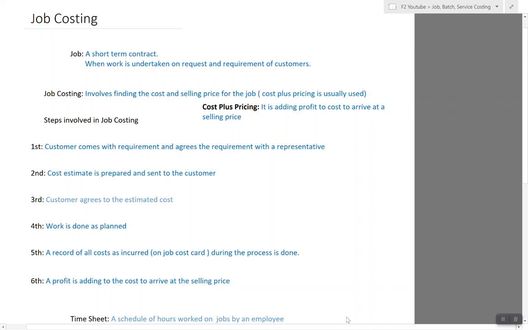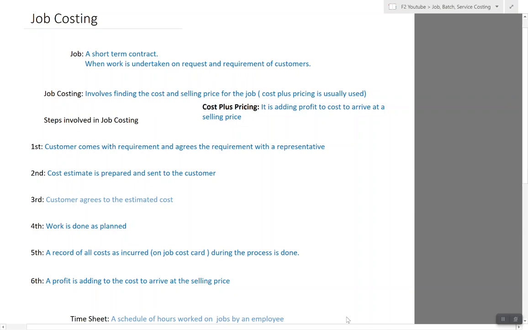Okay, next topic is job, batch, and service costing. There are 3 topics in this chapter, but they aren't very complicated topics. Simple, straightforward. That's why they have put all of them in this one chapter. So let's start with job costing.